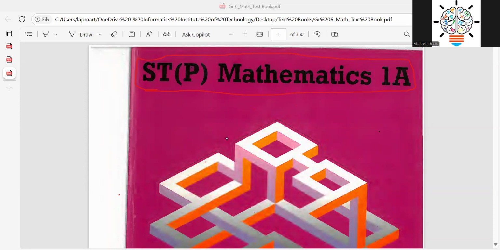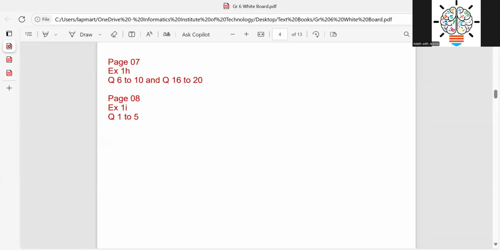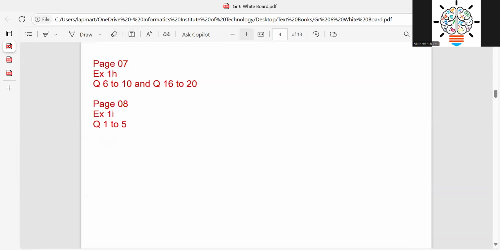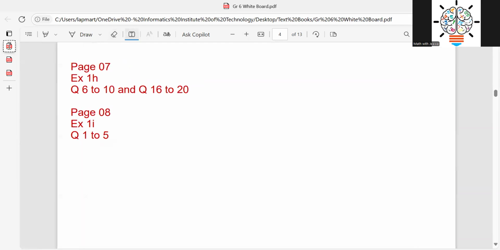And as per the schedule, first we want to discuss the homework questions. First, we'll see what the homework sums were. So here it is page 7, exercise 1H, and page 8, exercise 1I. Right. So then we will straight away move to the question discussion. I'll start from exercise 1H, question number 6 onwards, right?